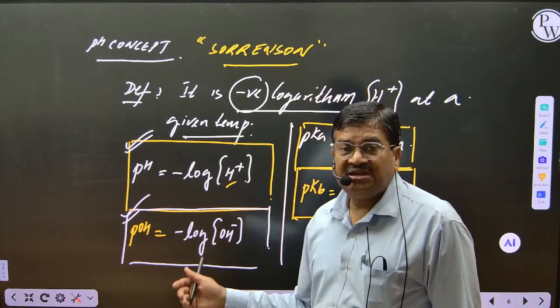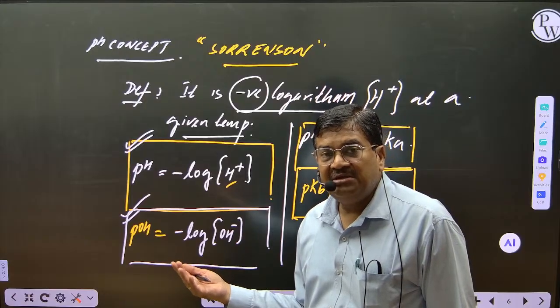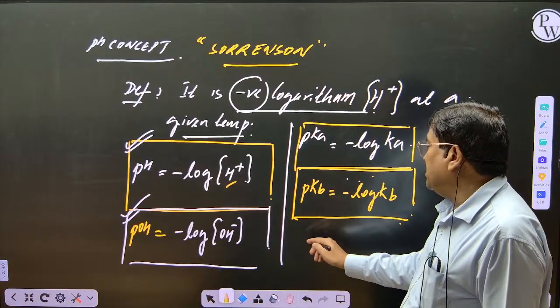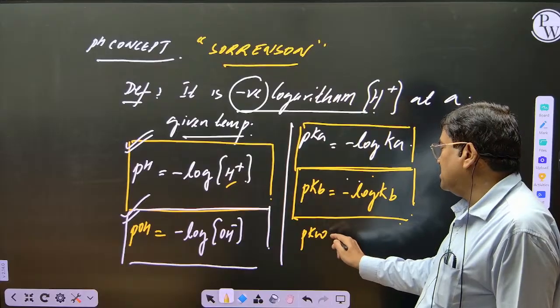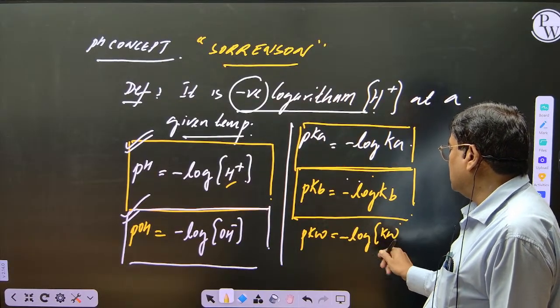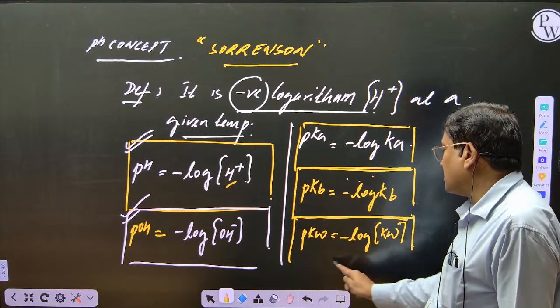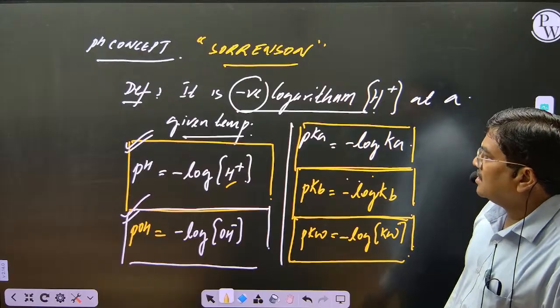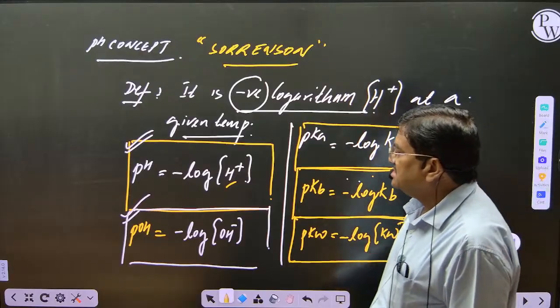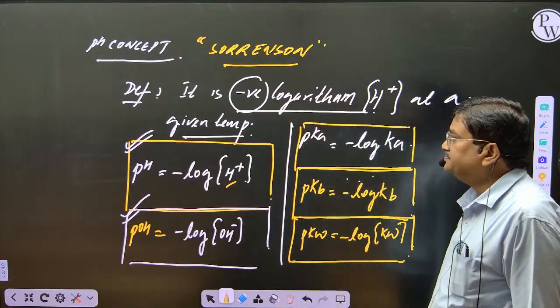And we just studied Kw. If I apply logarithm for Kw, I write pKw, which is equal to minus log of Kw. So any constant we can apply, but generally we use it for pH. Understood? Copy this relation: pH is the negative logarithm of H plus ion concentration.